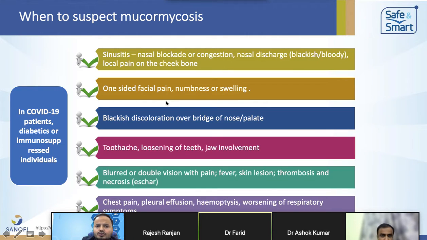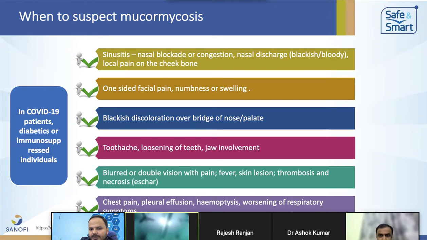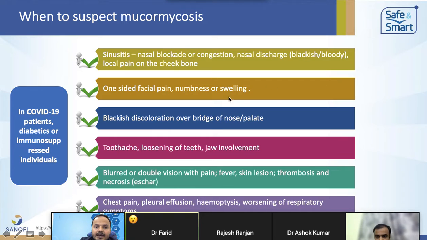And so, when to suspect mucormycosis? If we are very clear with the symptoms: a patient presenting with sinusitis, like nasal blockage, congestion, any bloody nasal discharge, or pain on the cheek; any facial pain, one-sided facial pain, numbness or swelling; blackish discoloration of the bridge of the nose and palate; a toothache or a complaint that the tooth is loosening or falling out, with involvement of the jaw. If you look at the involvement of the eye, like blurred vision or double vision, then we can suspect mucormycosis. Thrombosis could be there, and other symptoms like chest pain, pleural effusion, hemoptysis, and worsening of respiratory symptoms.